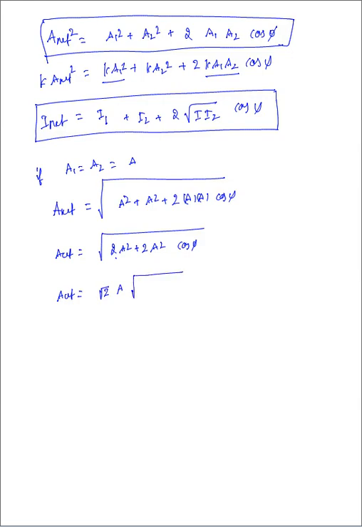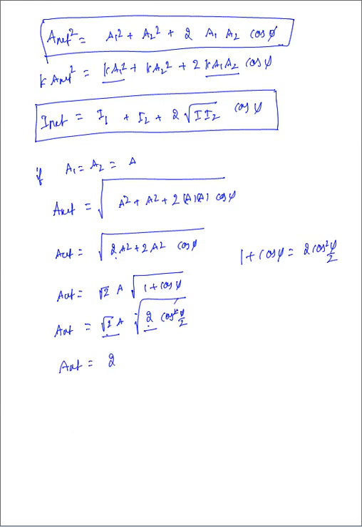1 plus cos phi we will get. 1 plus cos phi can be written as 2 cos square phi by 2. Therefore, a net equal to root 2a into root of 2 cos square phi by 2. So what will happen? This square and root will get cancelled, and root 2 into root 2 will be 2. Therefore, a net equal to 2a cos phi by 2.